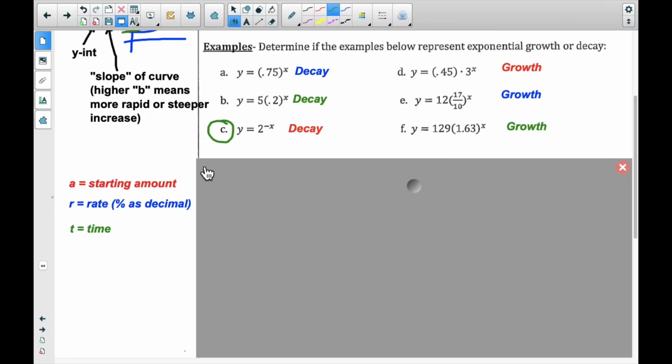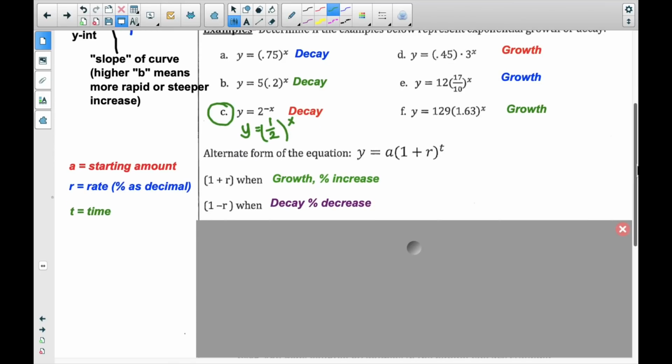All right, let's go back and talk about C. That was the one that we hadn't talked about before. So why is 2 to the negative x considered decay? Well, remember a negative power is actually like 1 over. So we could rewrite this as y equals 1/2 to the x power, because negative x means 1 over, so that's 1 over 2 to the x power. So that's why that one is decay, and that's the one that people kind of get tripped up on sometimes.